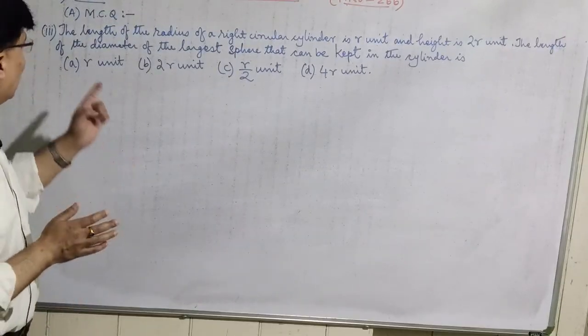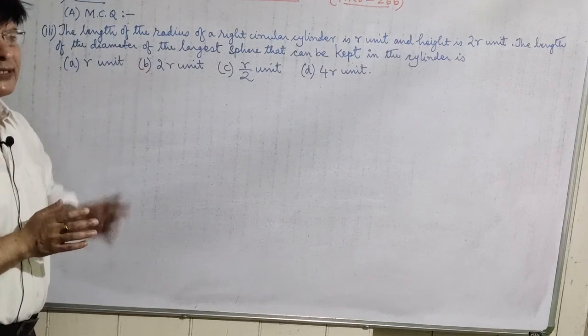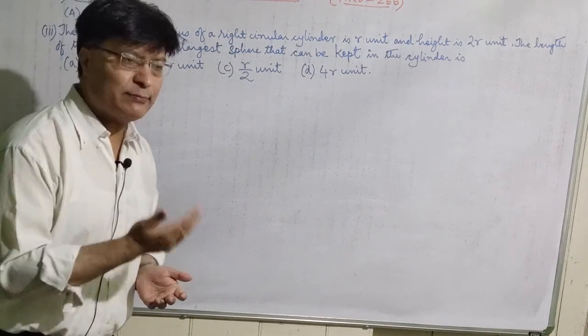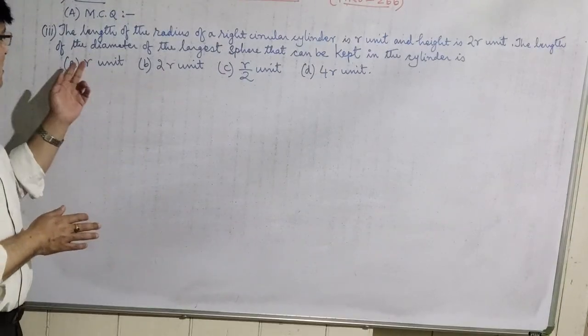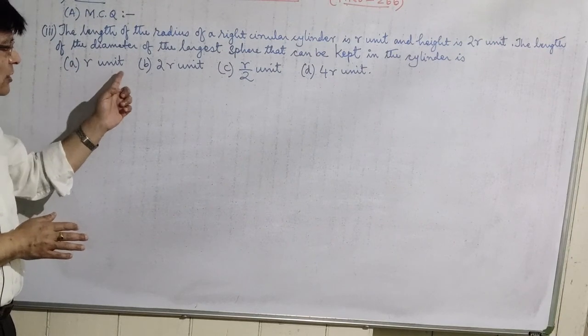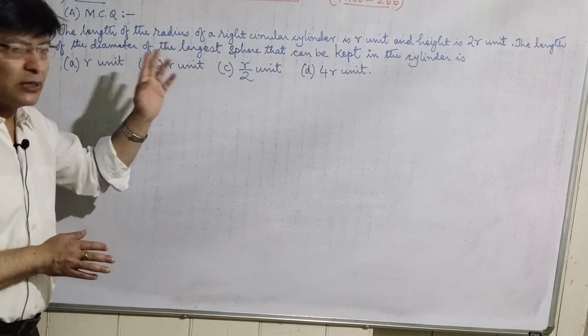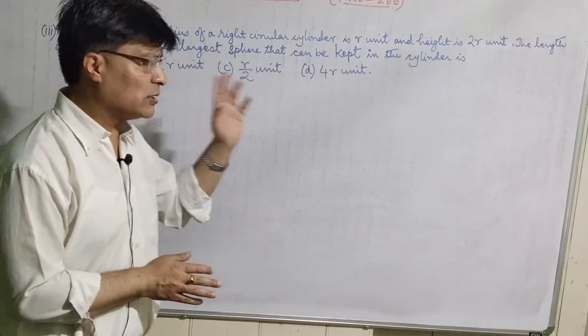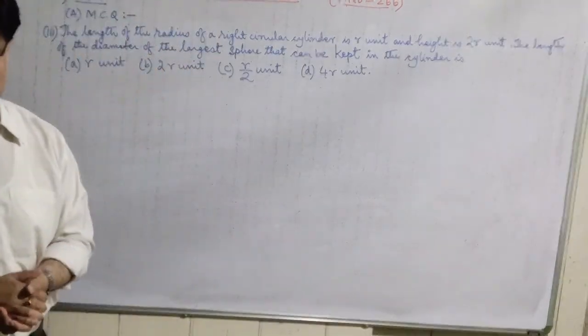So the length of the diameter of the largest sphere that can be kept in the cylinder is: A, is it r unit? B, is it 2r unit? C, is it r by 2 unit? D, is it 4r unit?